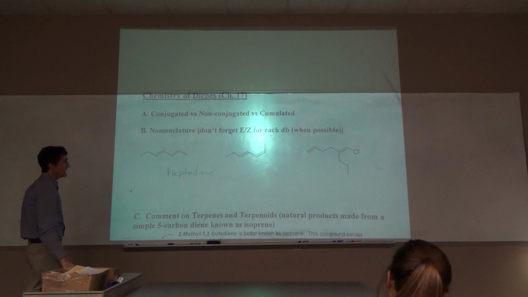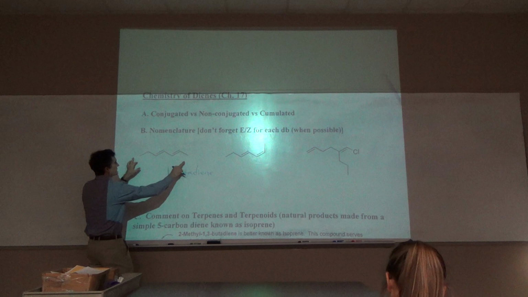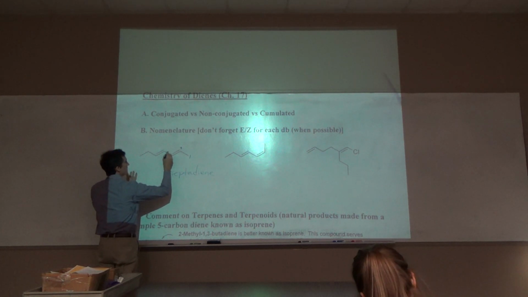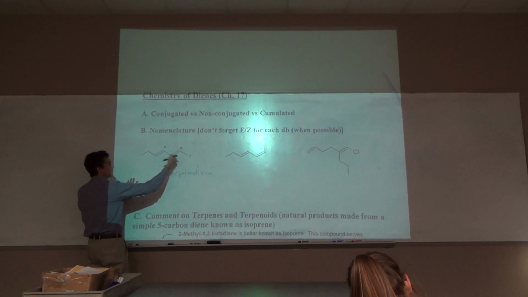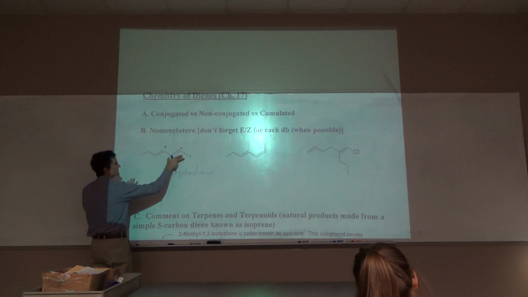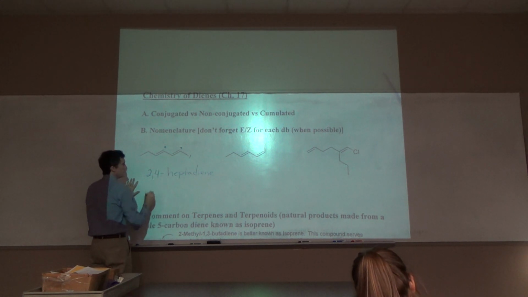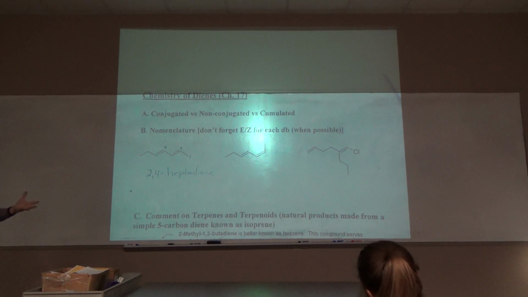This is a heptadiene. Now we have to say, where are the enes at? What's going to be the one end? Here. 2, 4. Coming this way, the enes have the lowest numbers. So we put here a 2,4-heptadiene, with the 2 and 4 indicating the positioning of the alkenes. Make sense?